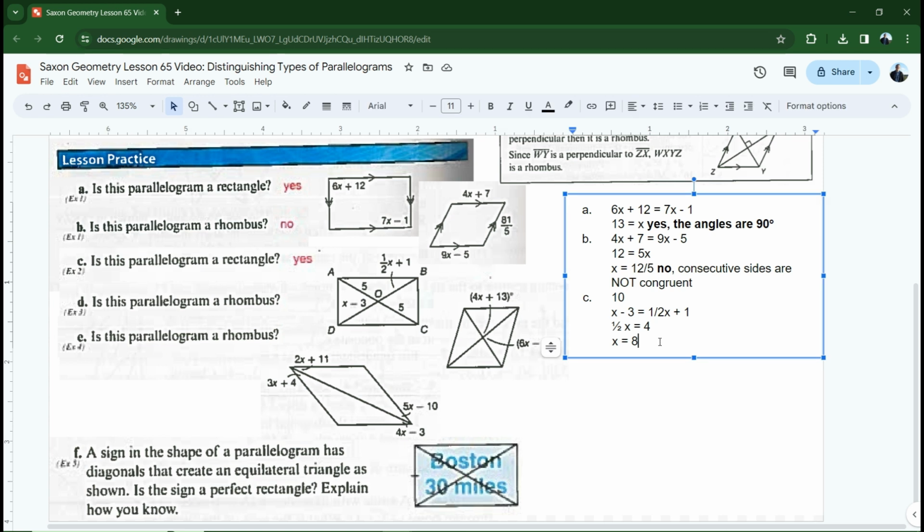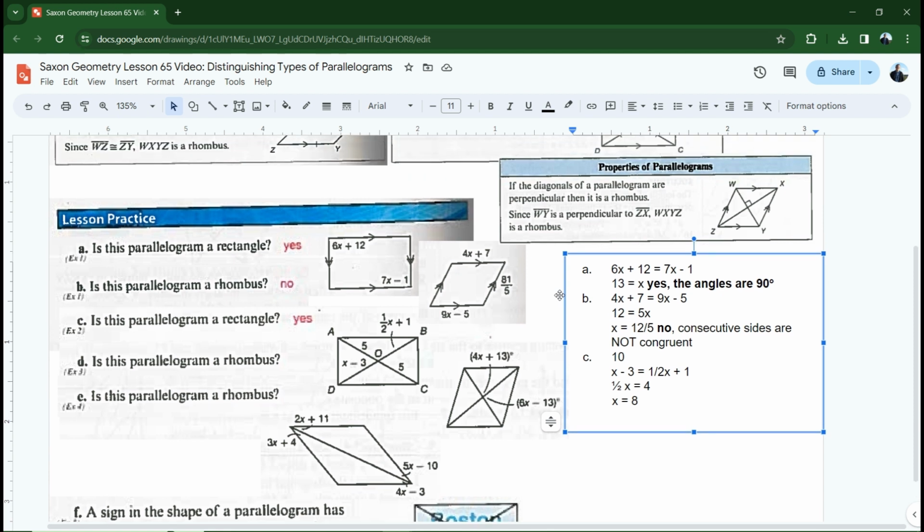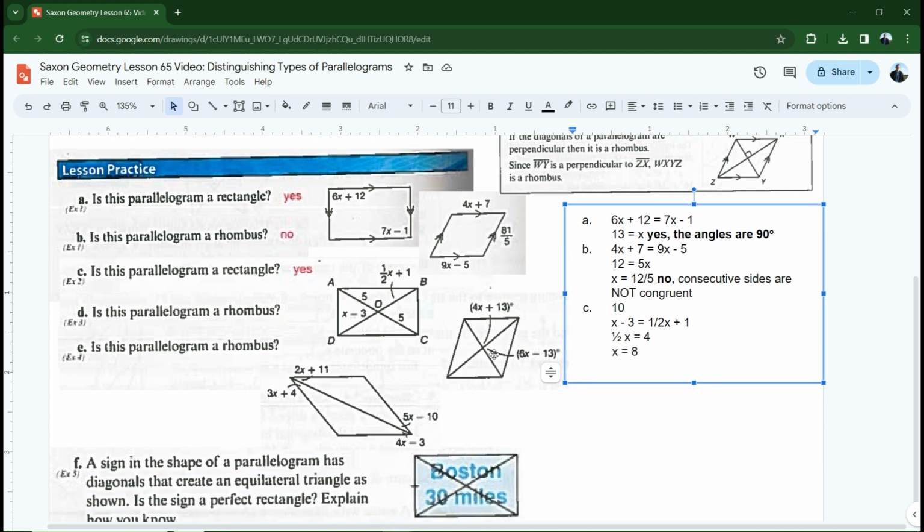Letter D. Is this parallelogram a rhombus? Well, I found this other property of parallelograms in the mail. If the diagonals of a parallelogram are perpendicular, then it is a rhombus. Well, I would have to be able to prove that these two angles here equal 90 degrees.